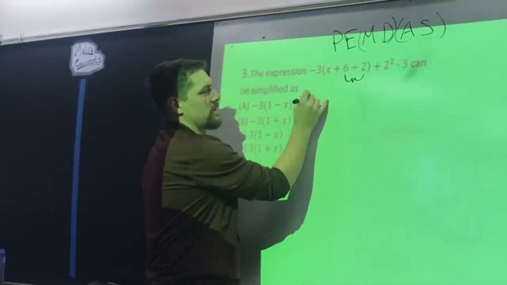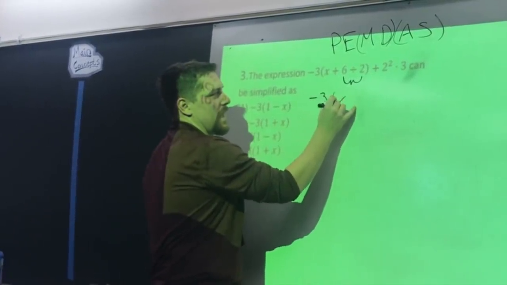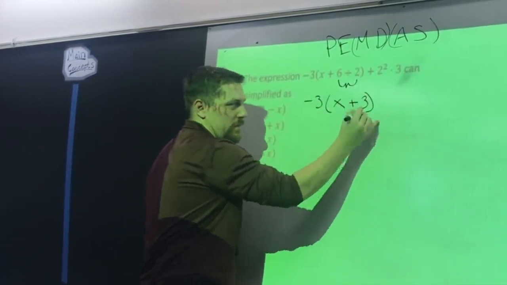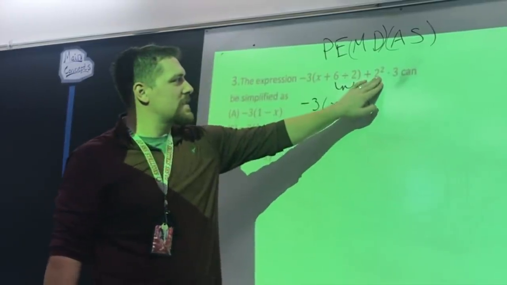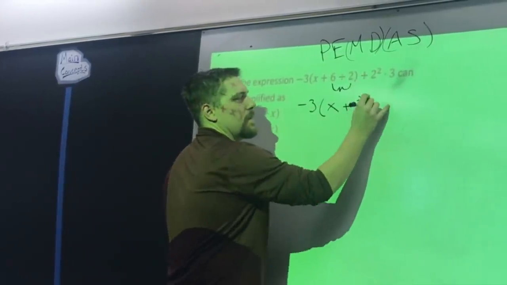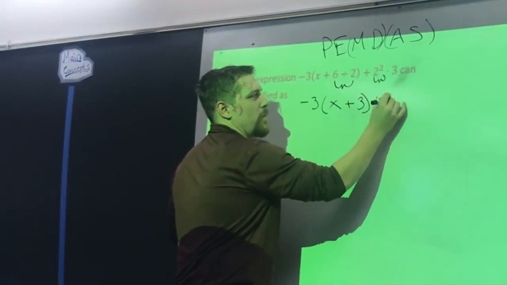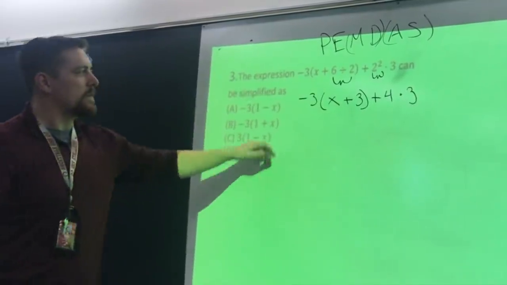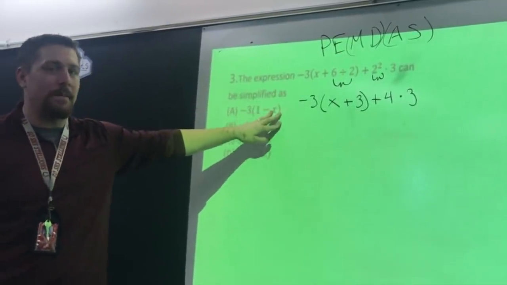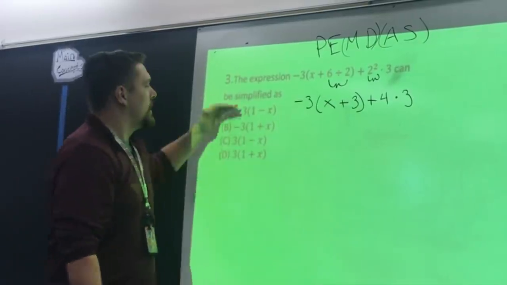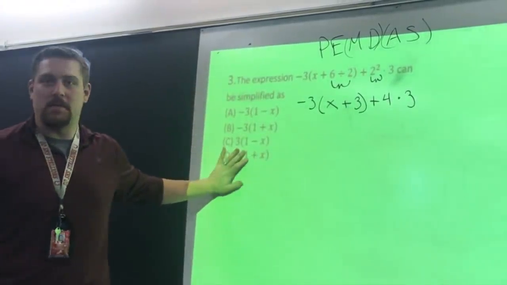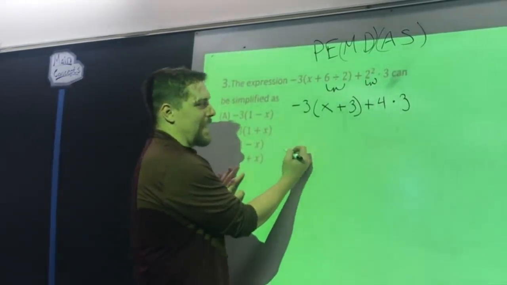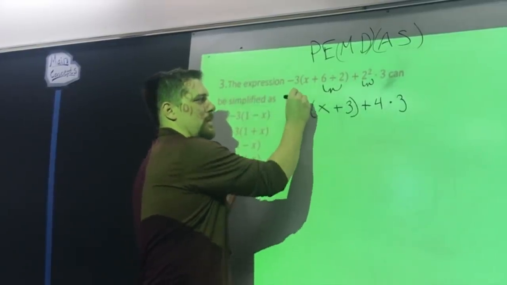And we're going to rewrite it. So -3 times the parentheses, x plus 6 divided by 2, 3. Right? Now we're also allowed to do this out here, exponents as well at the same time. So plus 4, because 2 squared is 4, times 3. So I rewrote it, and now we're going to continue to do PEMDAS, slowly trying to whittle this down until we find a choice that looks similar to this or that we can narrow it down more. All right, next, PEMDAS again. I'm going to distribute.